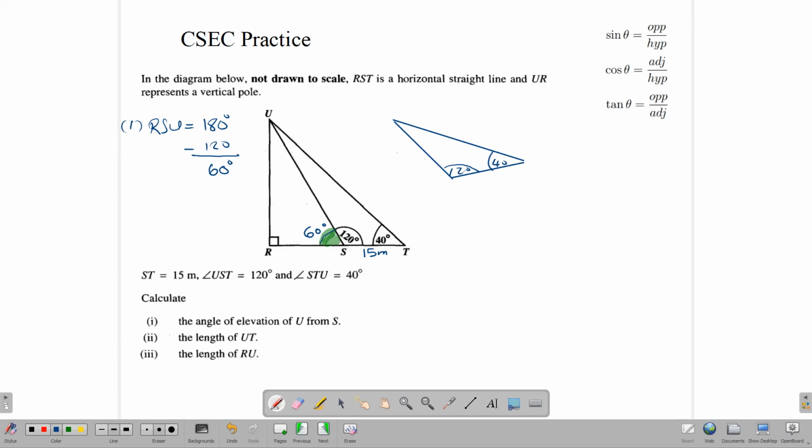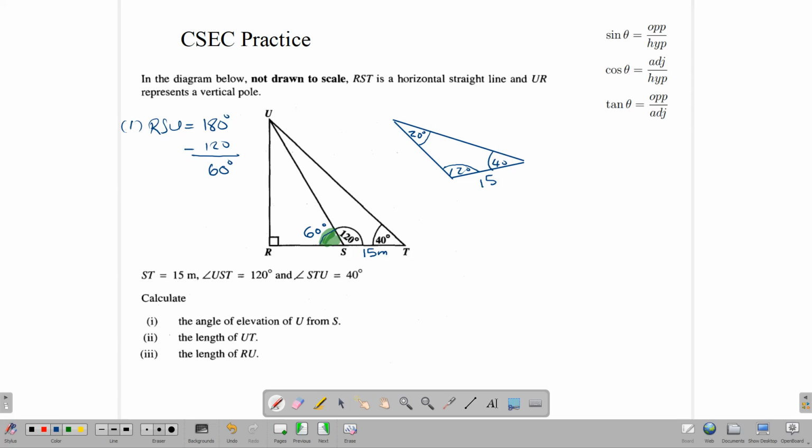We know that angles in a triangle add up to 180 degrees. So 120 plus 40 is 160, and so this angle here would be 20 degrees. We also know that this side is 15. Now, we can't use sine, cosine and tangent, because the triangle we just drew is not a right-angled triangle.